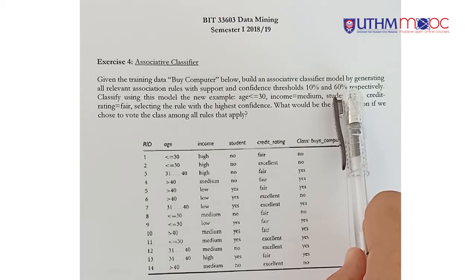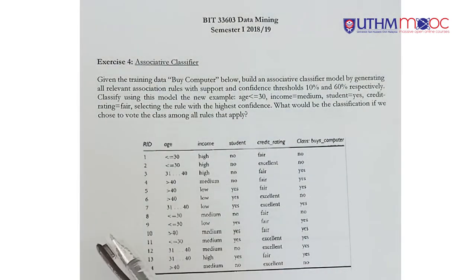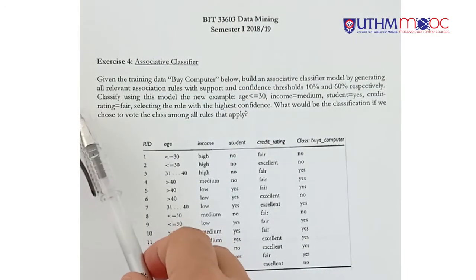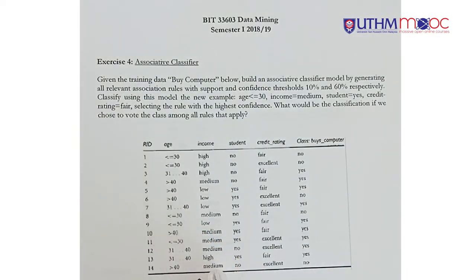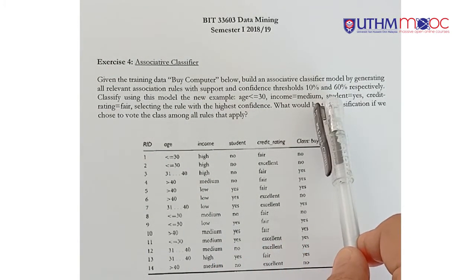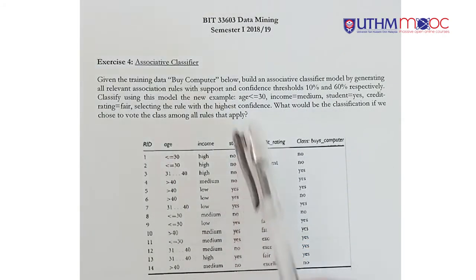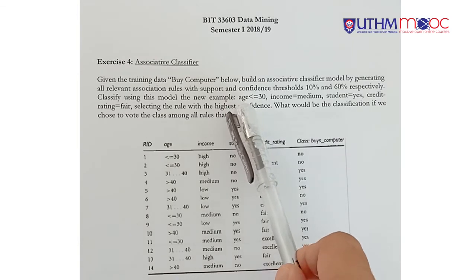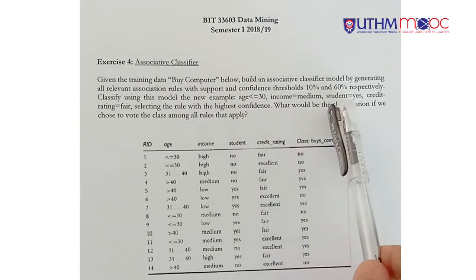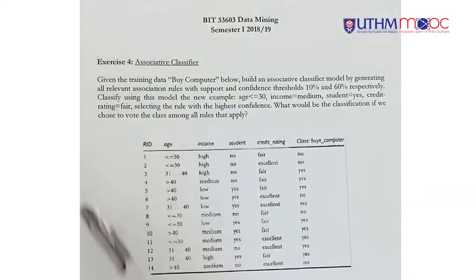Basically, 60% means it appears 6 from the total 10 transactions. In this case we have 14 transactions, so 60% is like 10 out of 14. Then we want to classify using a new example, our so-called testing set. If we have a person with age less than 30, his income is medium, he is a student, and his credit rating is fair, whether or not he will buy a computer is what we are going to predict using the associative classifier.